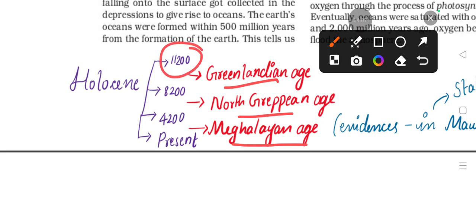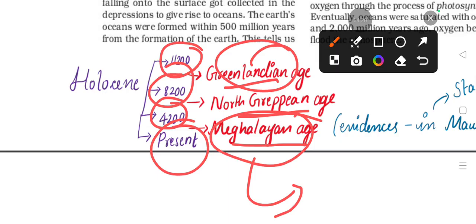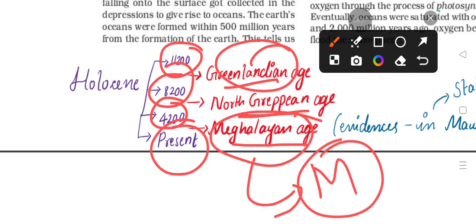From 11,200 years to 8,200 is the Greenlandian. From 8,200 to 4,200 is the Northgrippian, and 4,200 to present is the Meghalayan. If you look at the Meghalayan age, the name originated from our own Meghalaya itself.